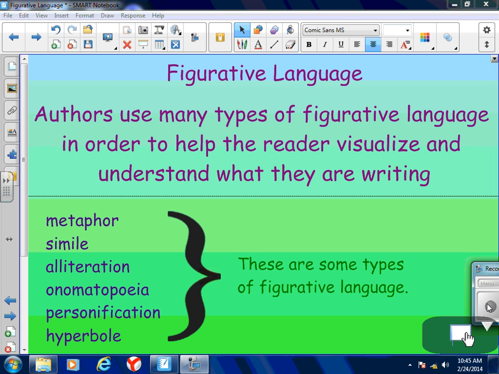Authors use many types of figurative language in order to help the reader visualize and understand what they are writing. Or, in other words, we use figurative language to give you figures or pictures of the words to clarify the meaning, and this is used mainly in poetry.